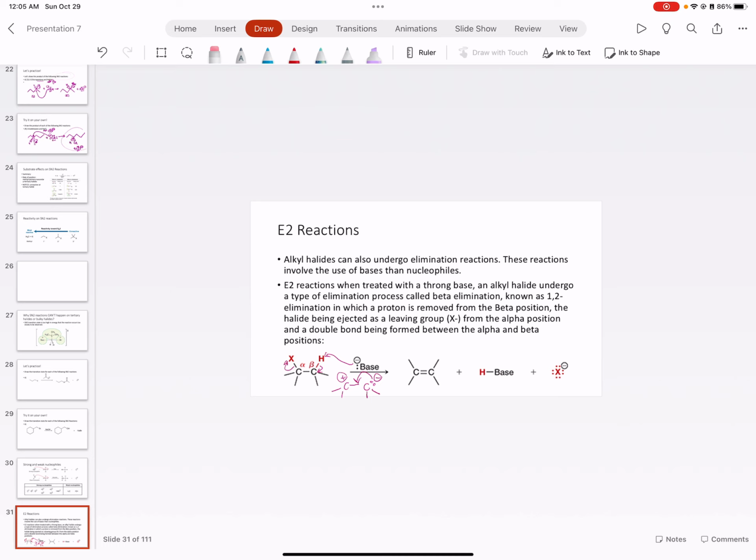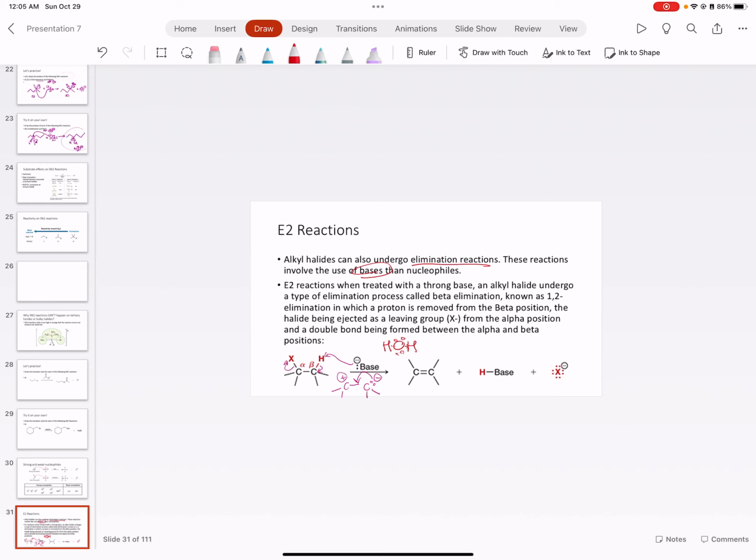So today we're going to do E2 reactions. Alkyl halides can undergo elimination reactions. These reactions involve the use of bases rather than nucleophiles. Technically, a nucleophile can be, for example, OH-, or H2O.